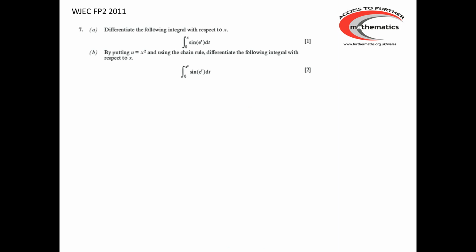Our second example is a very short one coming from the 2011 paper, which is worth just 3 marks. For the first part of the question, we have F of x is equal to the integral between 0 and x of sine e to the t dt. So, remembering that differentiation just undoes integration, we basically at this stage have F dash x must be sine e to the x.